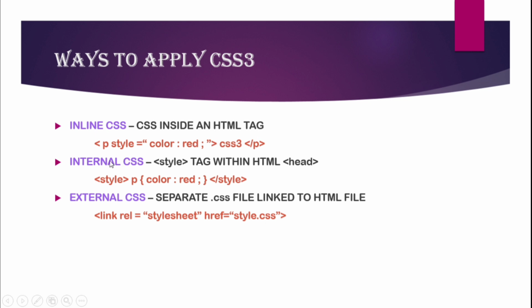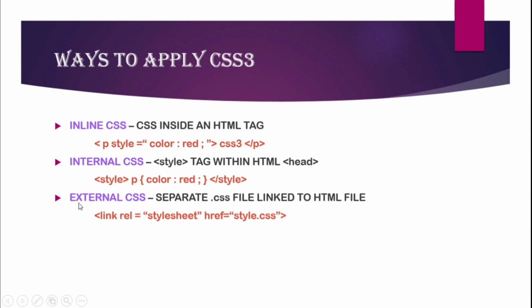Then we have internal CSS. Internal CSS is nothing but we're going to use the style tag within HTML. We will add this style tag inside our head section in the HTML. Then in that style tag we will add the colors by taking a selector. Like here I'm using the P tag, paragraph tag, and I'm adding the color equal to red. So this is done. We are adding the style tag in our head section, and we are applying the style to the particular HTML element. That is nothing but the internal CSS.